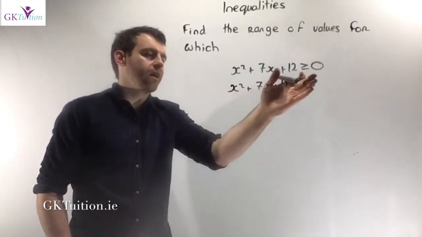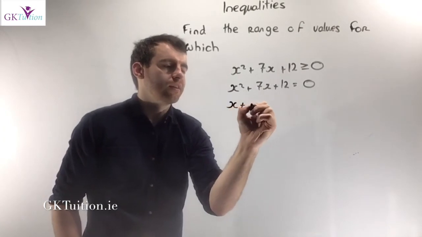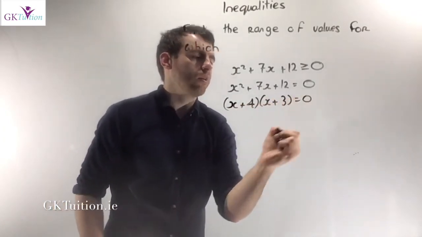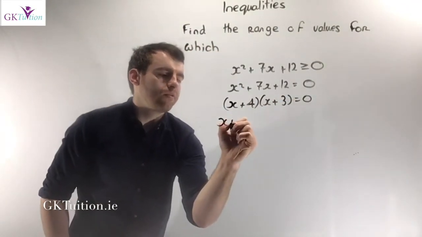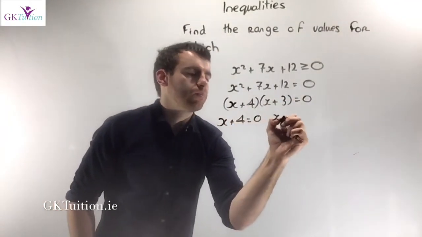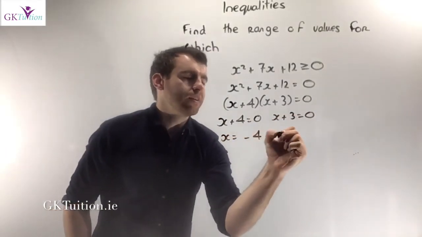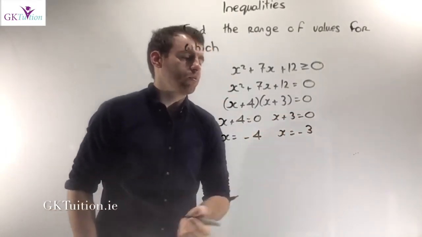If you have x squared plus 7x plus 12, if you factorize that, you're going to get x plus 4 times x plus 3 equals 0. And you're going to let each one of your factors equal 0. So you're going to let x plus 4 equal 0 and x plus 3 equal 0. You're going to end up with x equals minus 4 and x equals minus 3.